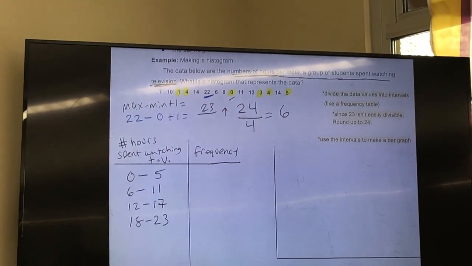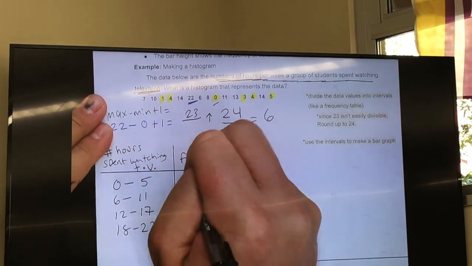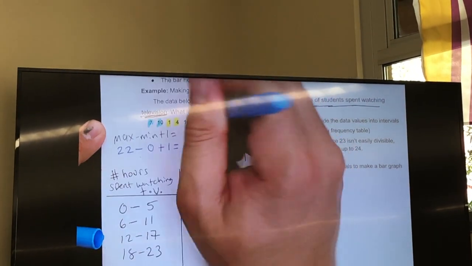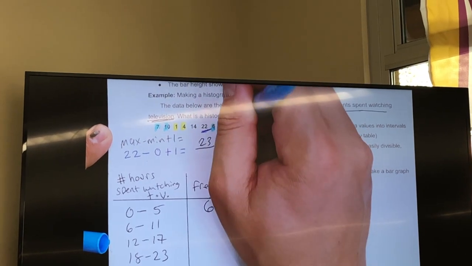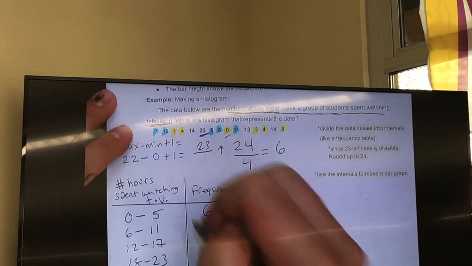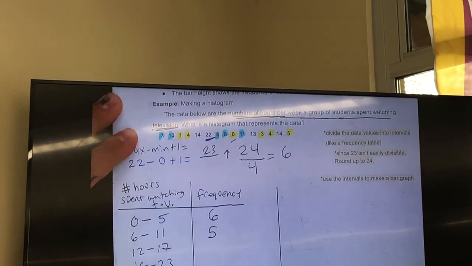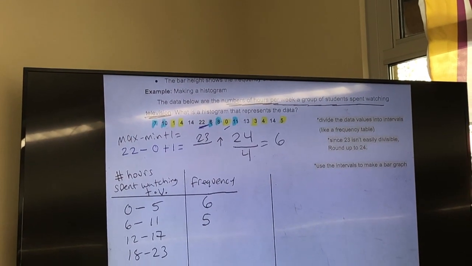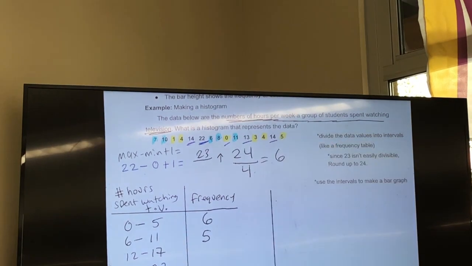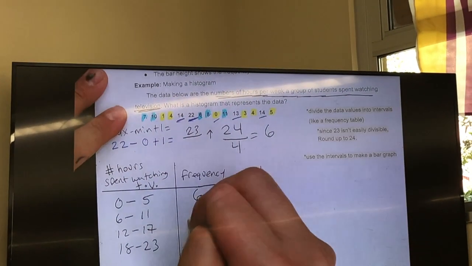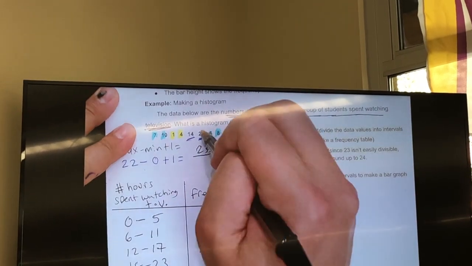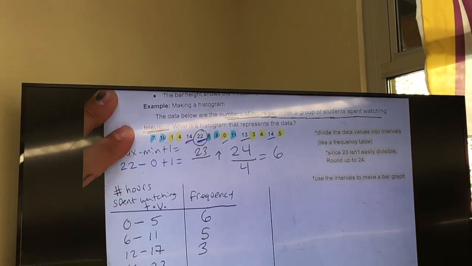I counted 6 of those. We're looking at 6 through 11. I counted 5 of those. Then 12 through 17. I counted 3. And 18 through 23. So the only one is going to be our max.